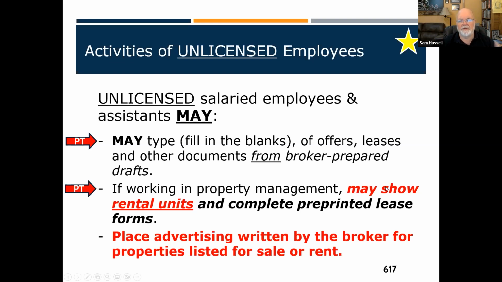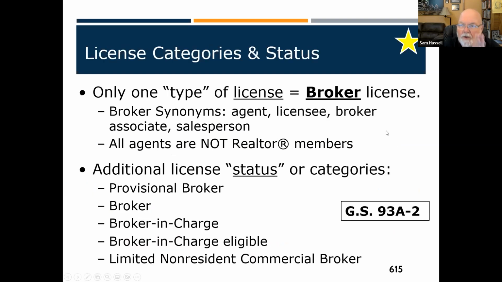If you're working in property management, you can show those rental units and place advertising. When you pass these exams, there's only one type of license in North Carolina, and that is a broker's license. Now, we have 4 different stages of broker's licenses, but it is really just one license, a broker's license. So when you pass these classes, pass these tests, you're going to get a provisional license. You'll be a provisional broker.